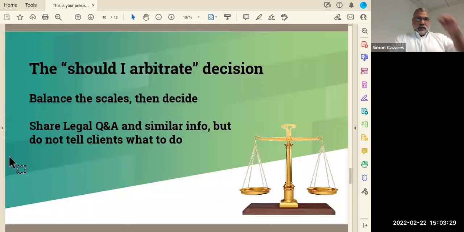Okay. Should they arbitrate? Balance the scale, then decide. Share the legal Q&A and similar information, but do not tell clients what to do. Remember, you're not an attorney at the end of the day. We do not practice law. We can only advise based on what the contract says.